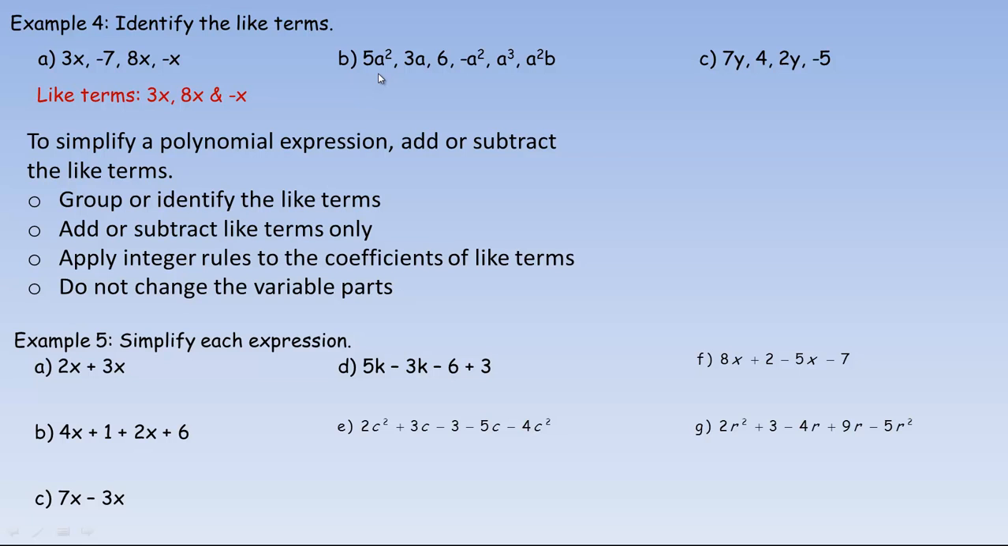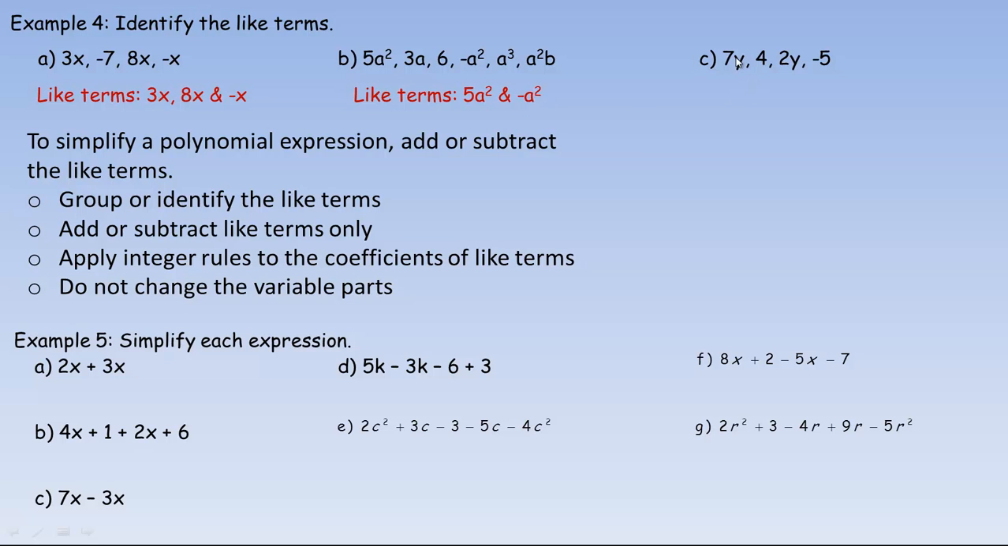In the second one, notice there's a 5a squared here and a negative 1a squared in the middle as well. The other 4 terms are all different kinds of terms. This doesn't have a power of 2, that's just a number. This has a cube, or power of 3, instead of 2. And this does have the power of 2, but there's also a b here. So we would call that an a squared b term, not just an a squared term like the fourth and first one. So the like terms would be the 5a squared and the negative 1a squared.